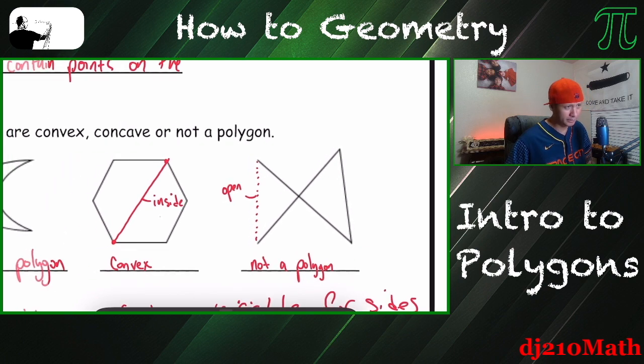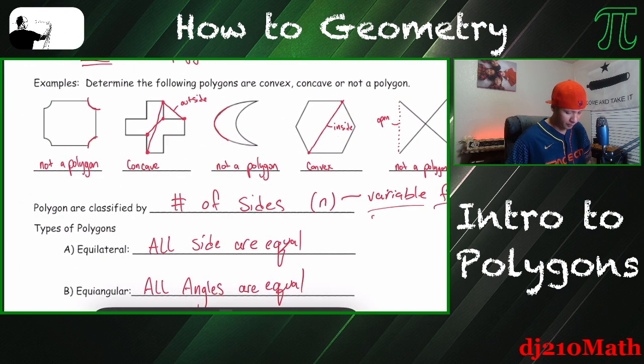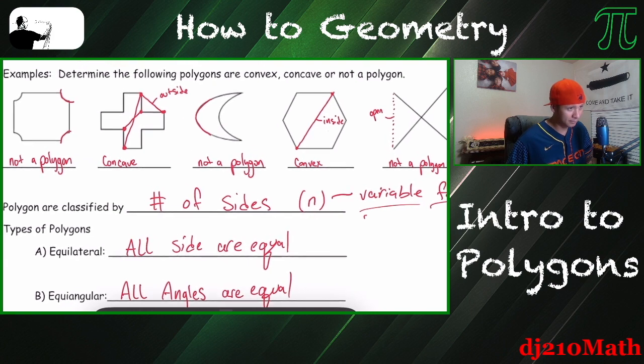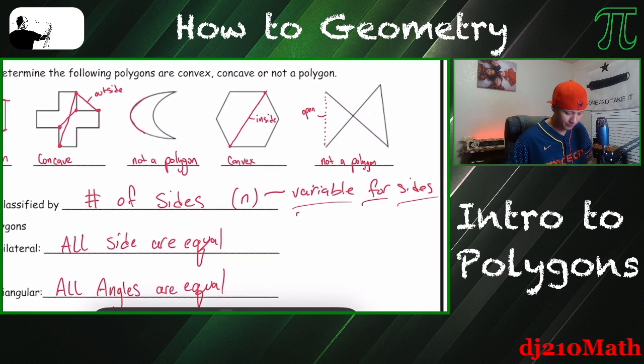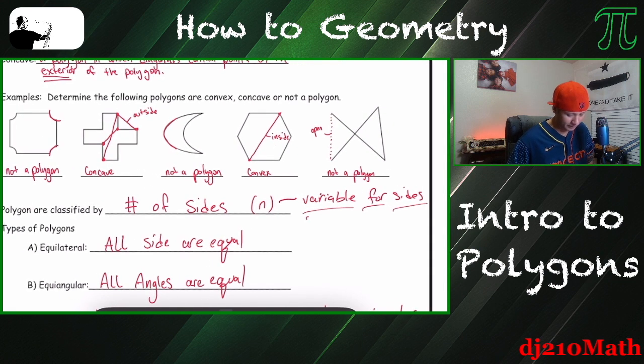So the classifications are pretty easy. They also go by a number of sides. So n is the variable that's reserved for sides. So when you hear n sides, or how many sides a polygon has, n will be the variable of choosing. And that's just standard across the board. That's not something I made up.